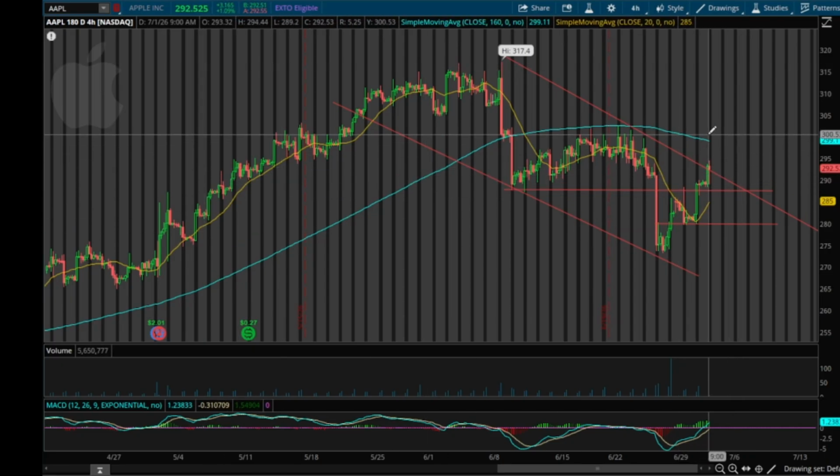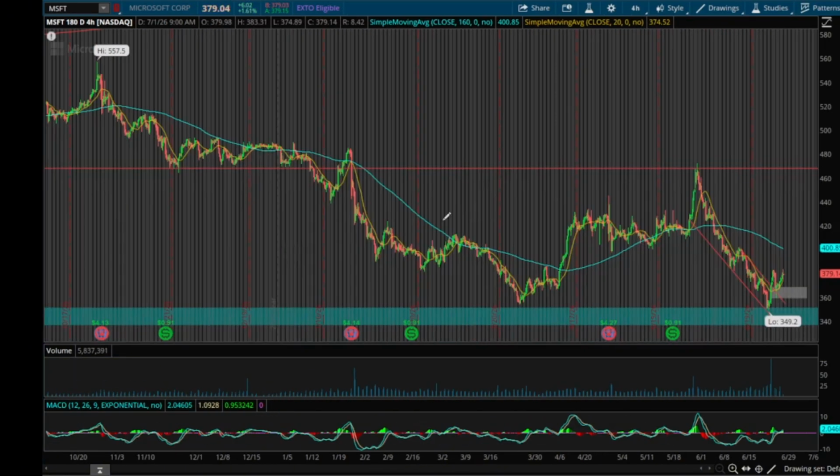And also it would even make it better once we get in if we start getting a break over this 160 and have it start curling back higher. And then you will definitely know that the trend is in your favor. Okay. So let's move over to Microsoft.